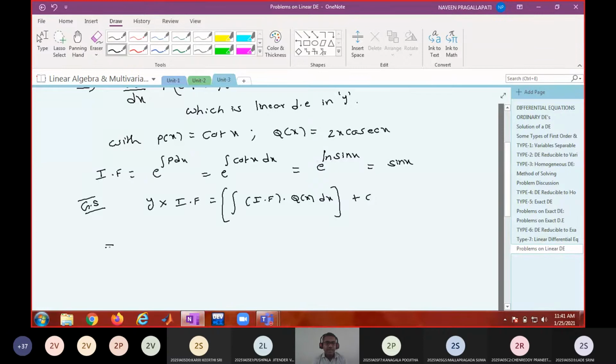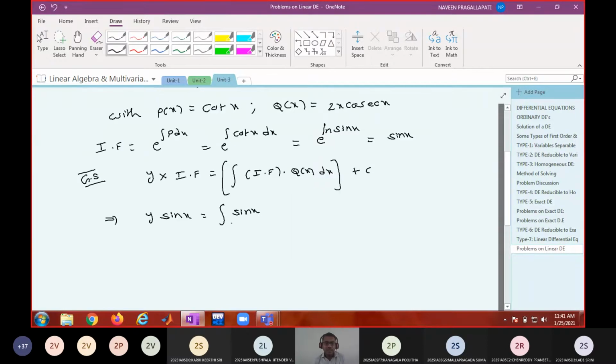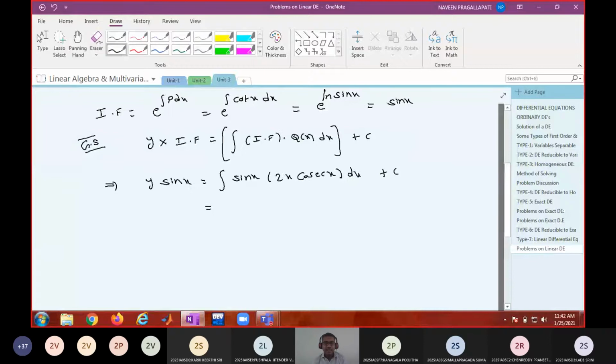So that means y into sin x is equal to integral of sin x into, what is Q(x) here? 2x cosecant x dx plus c. You can cancel out sin x and cosecant x, and the integration of 2x is x square. So y sin x equals x square plus c, which is the general solution.